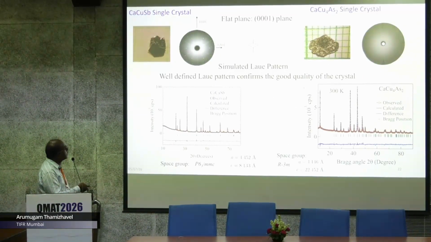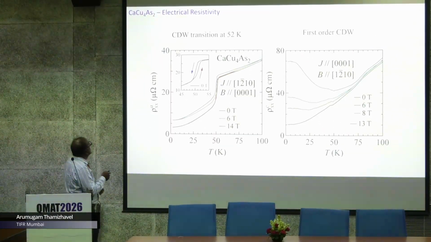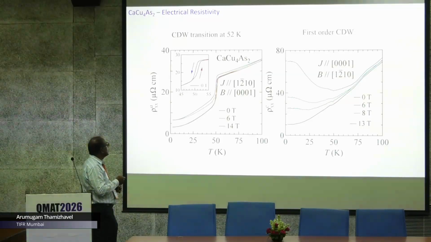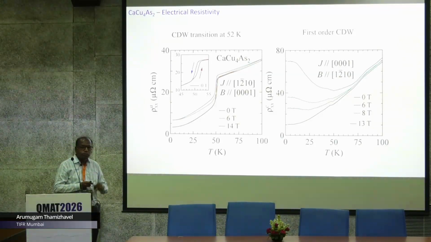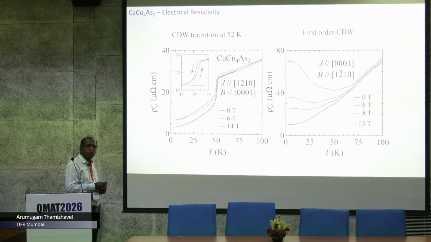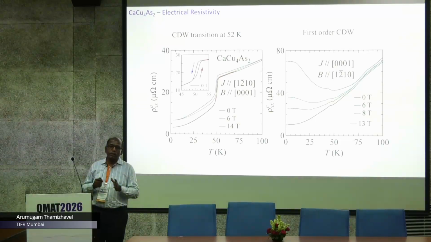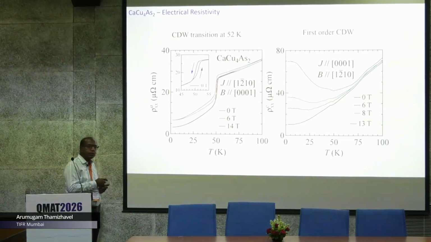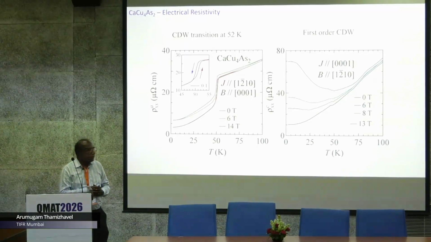Okay, so the transport properties here: the calcium copper 4 arsenic 2 shows a large drop in the resistivity at around 50 Kelvin. So this is typically observed. This is not a magnetic system, so you don't expect any magnetic transition. But we found that there is a structural transition which is happening. So this may be associated with a CDW kind of transition.